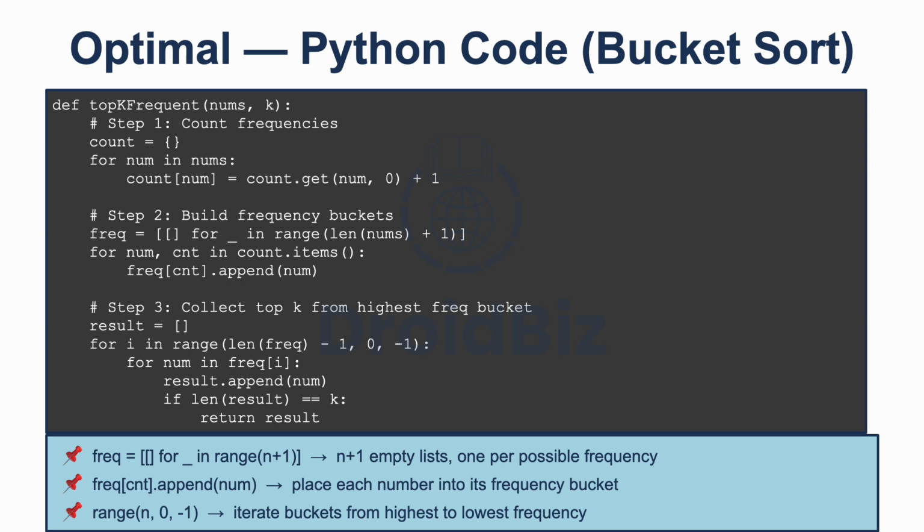3 key lines to remember. First, the list comprehension creates n plus 1 empty buckets in one line. Second, frequency at count, append places each number directly into its correct bucket, no comparison needed. Third, the reversed range ensures we always collect the most frequent elements first. This entire solution runs in linear time, no sorting required.